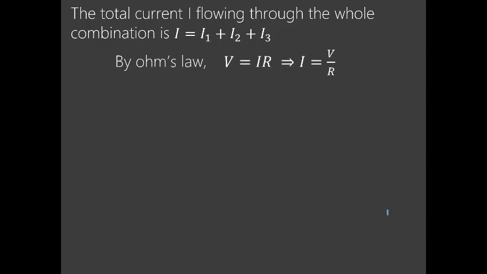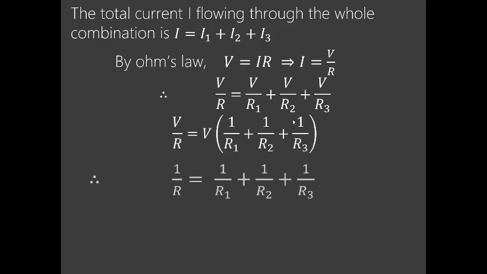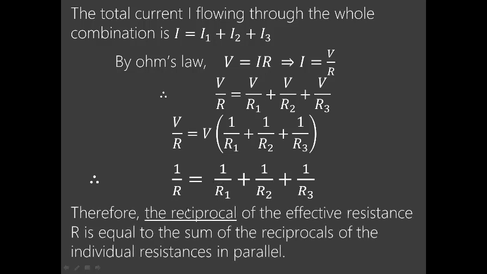So by Ohm's law, remember I is equal to V over R. So remember the PD is the same across each of the resistors. So we are going to end up with, where there is I, the first I here, we are going to put V over R. Where there is this I1, we are going to put V over R1. Where there is this I2, you will put V over R2. Where there is I3, V over R3. And you realize V is common. Factorizing it out, the V will cancel. You're going to end up with 1 over R is equal to 1 over R1 plus 1 over R2 plus 1 over R3. Therefore, the reciprocal of the effective resistance R is equal to the sum of the reciprocals of the individual resistances in parallel. Note that statement. You can pause, rewind, and listen again.